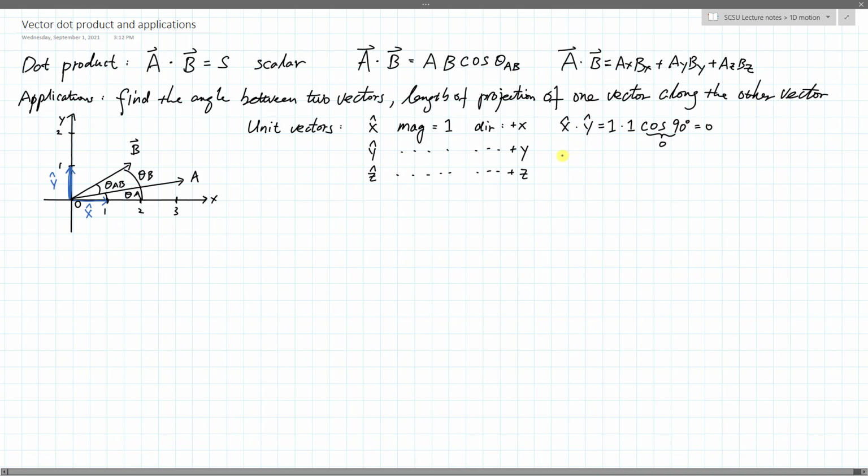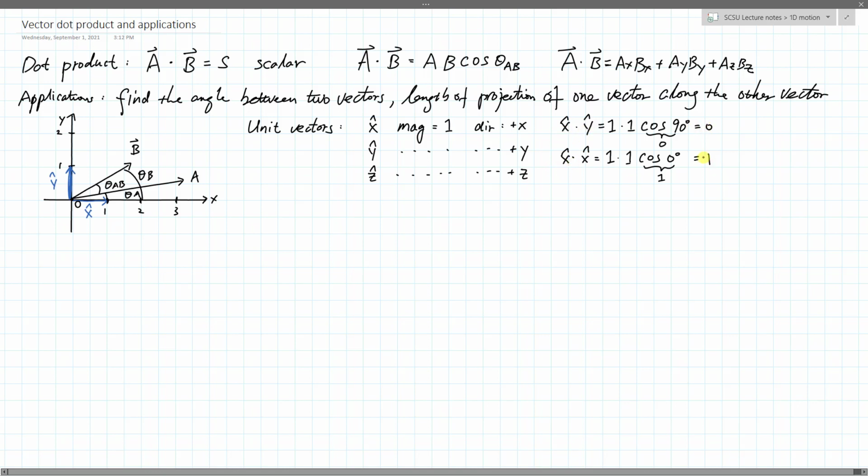What about x hat dot itself? Well, we'll have the x hat magnitude, so 1 times 1. These are not dots, because there are no vectors involved. And then cosine of angle 0, because x is parallel to x, so the angle between the two is 0. So cosine 0 is equal to 1. So this result is equal to 1. Okay, so we just had two calculations: x dot y is equal to 0, x dot x is equal to 1.